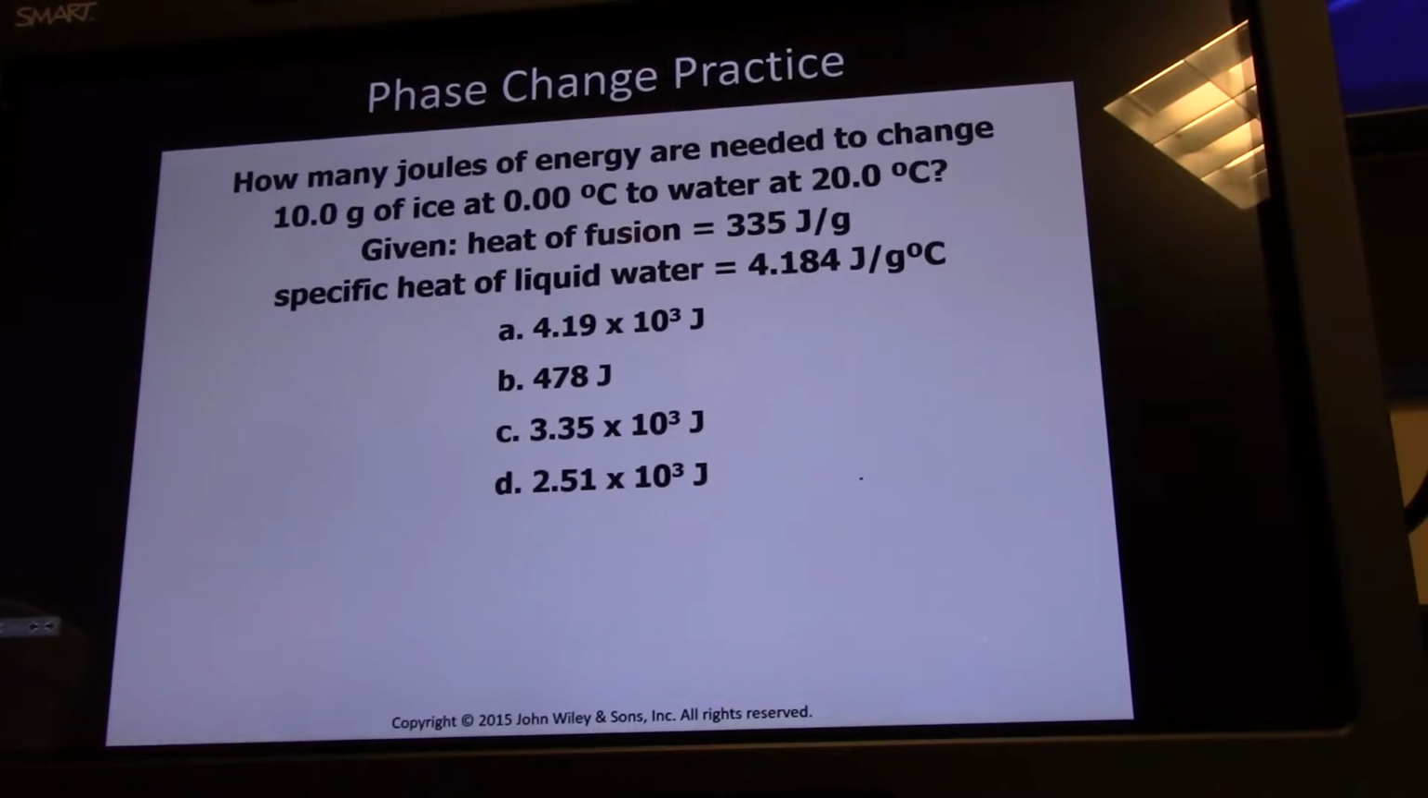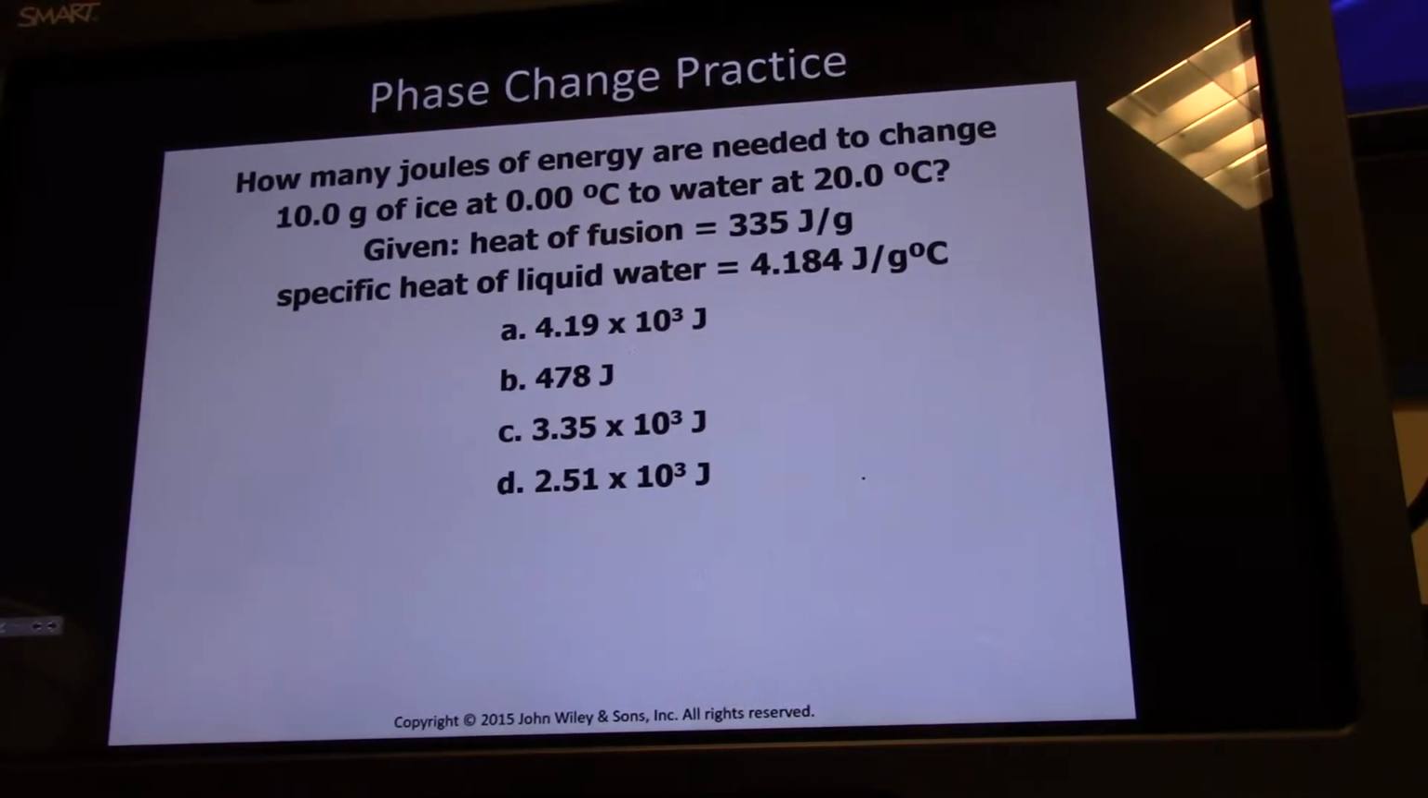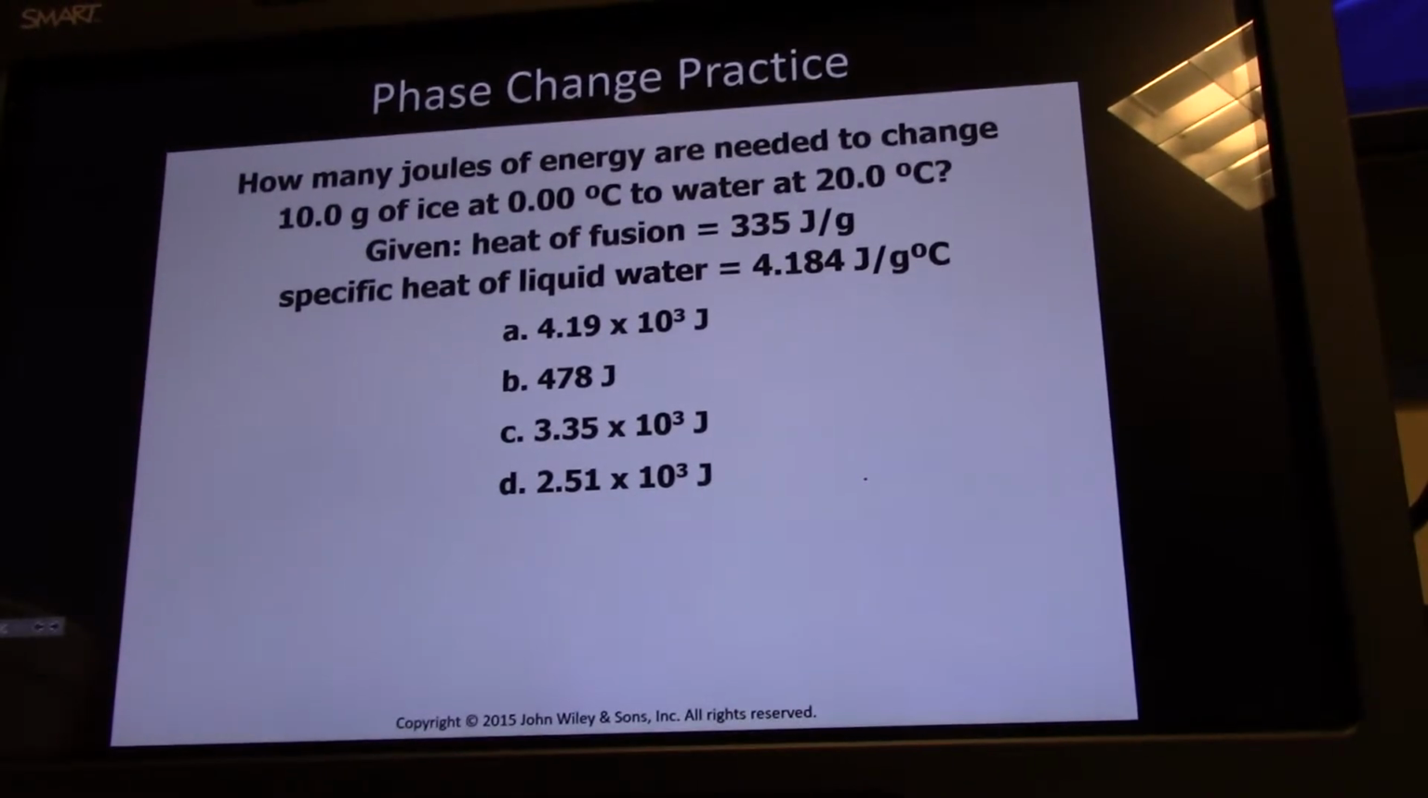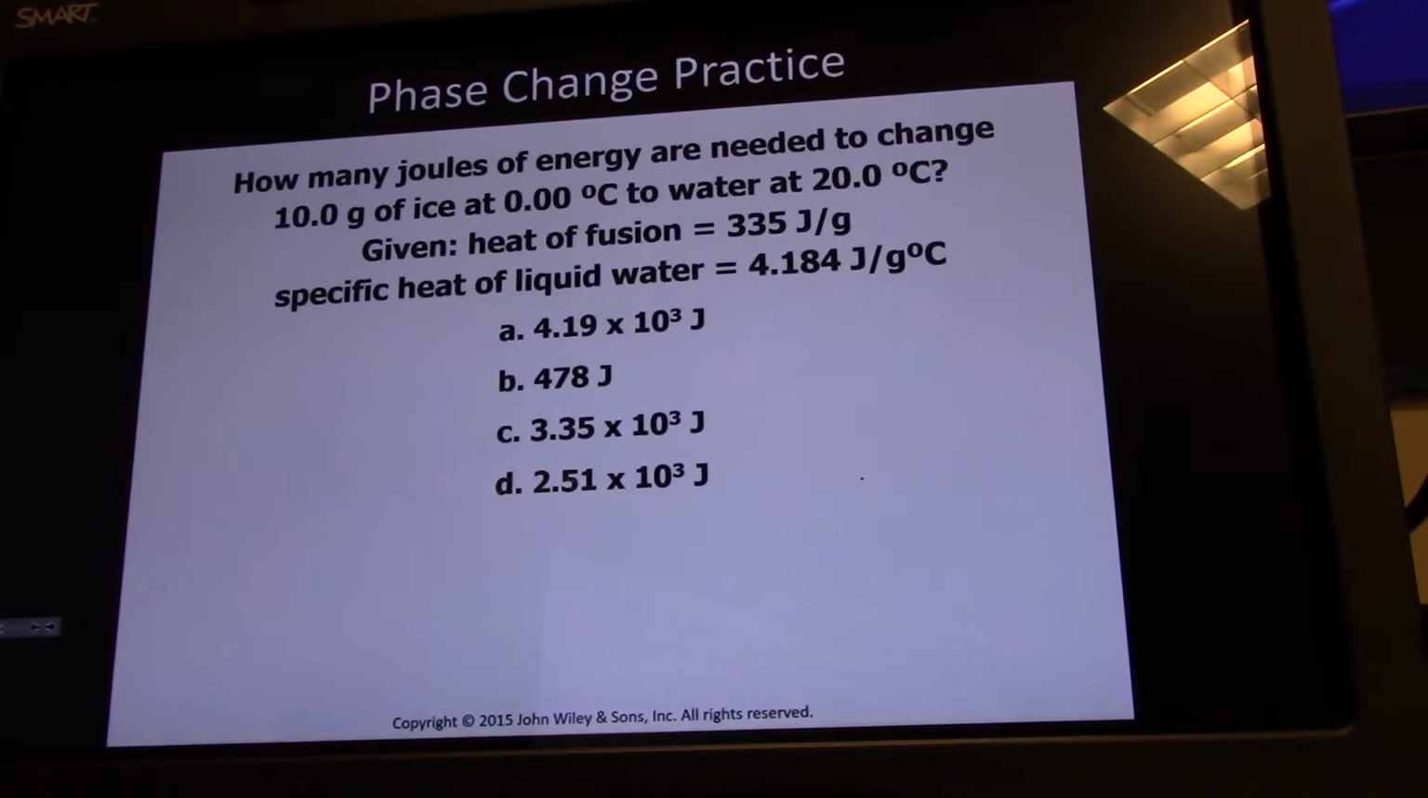How many joules of energy are needed to change 10 grams of ice at 0 degrees to water at 20 degrees? Now we only have two steps. First, you must melt the ice from solid ice to liquid water at 0 degrees. Then you heat that liquid water from 0 degrees to 20 degrees.